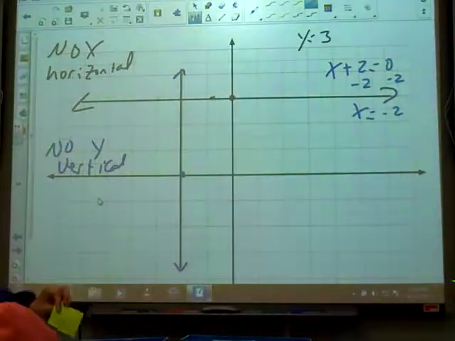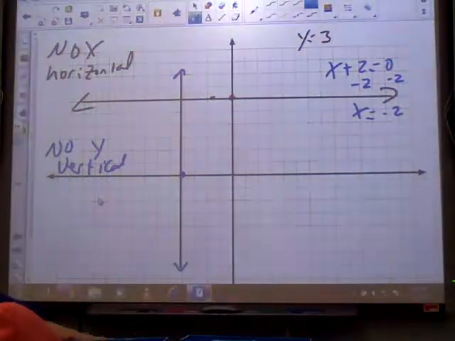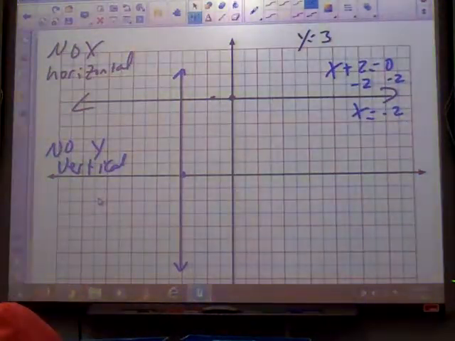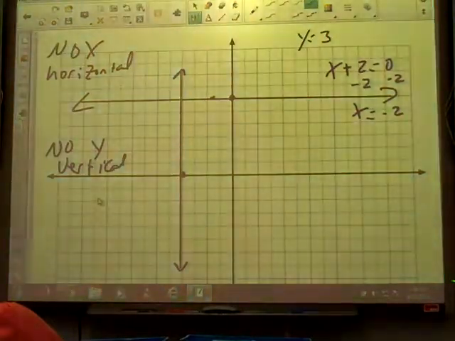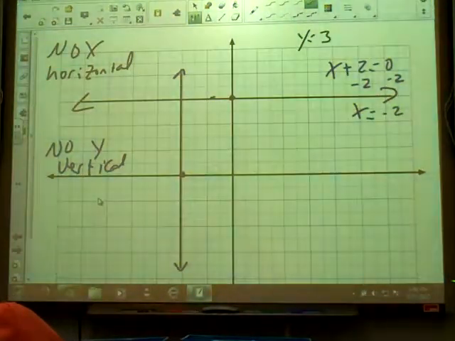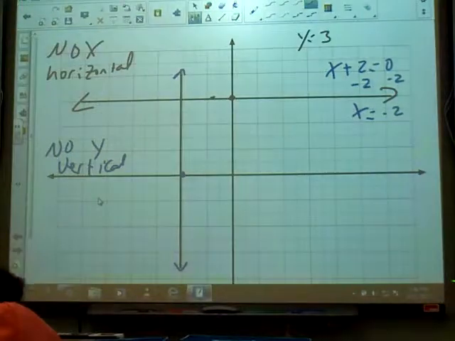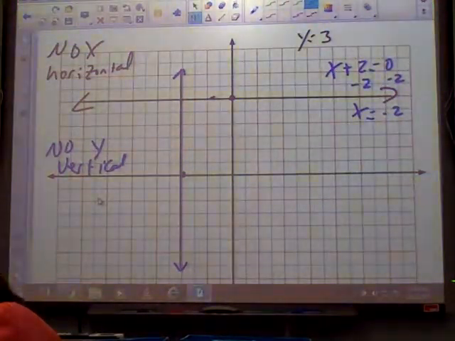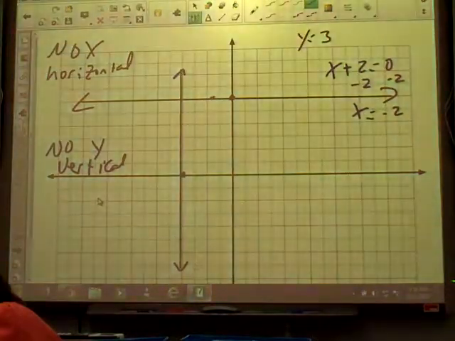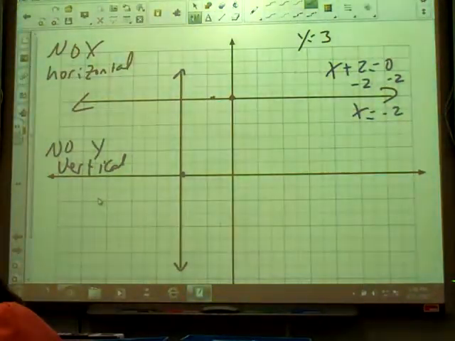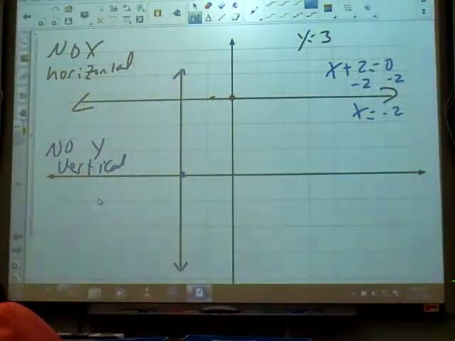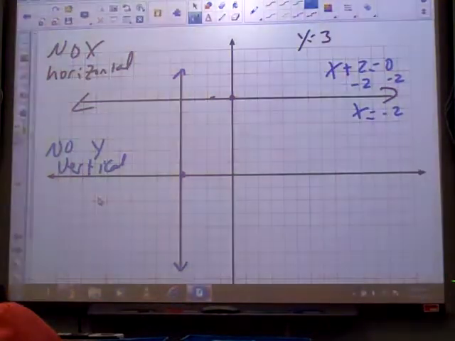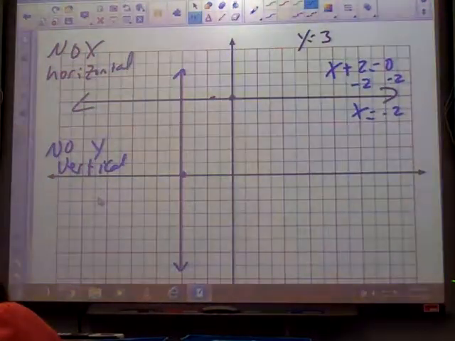So that far over is 2. Yeah, I counted on the red ones. Okay. Okay, got it?